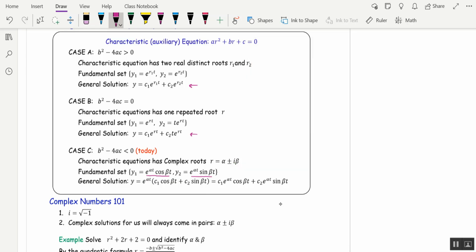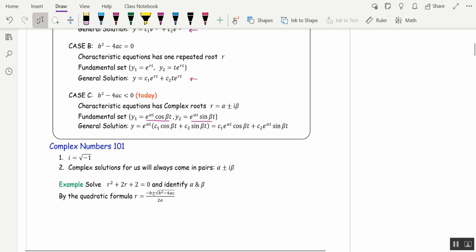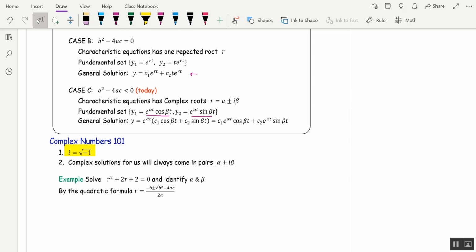You don't have to know a lot about complex numbers to do this. You need to know two things. One, what is i? i is the square root of -1. Two, complex solutions will come in pairs, and they'll always look like alpha plus i beta, or alpha plus beta i. Some people like to put the i after the beta. It doesn't really matter. So let me show you how this works.